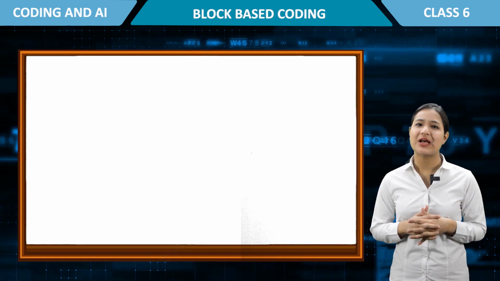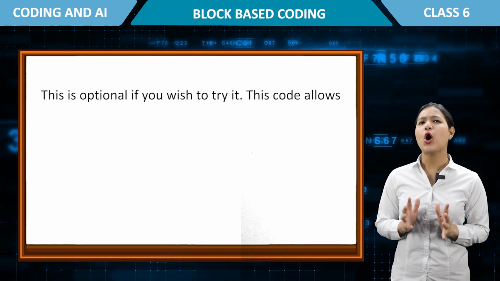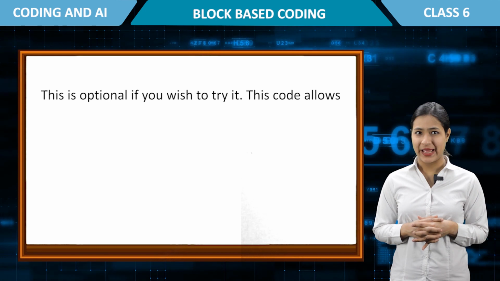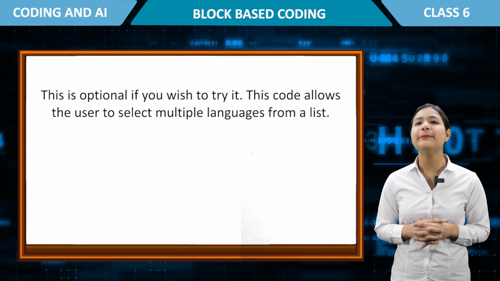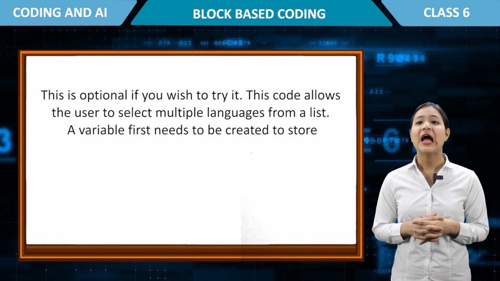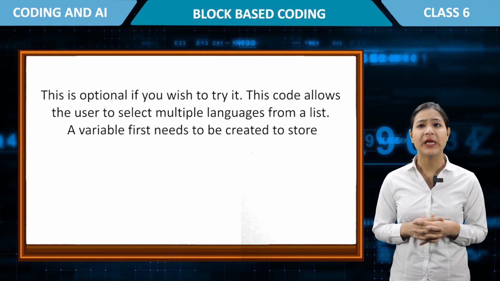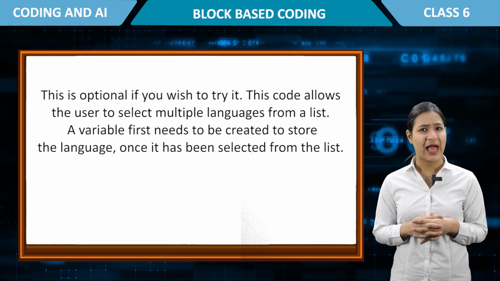More complex translator. This is optional if you wish to try it. This code allows the user to select multiple languages from a list. A variable first needs to be created to store the language.